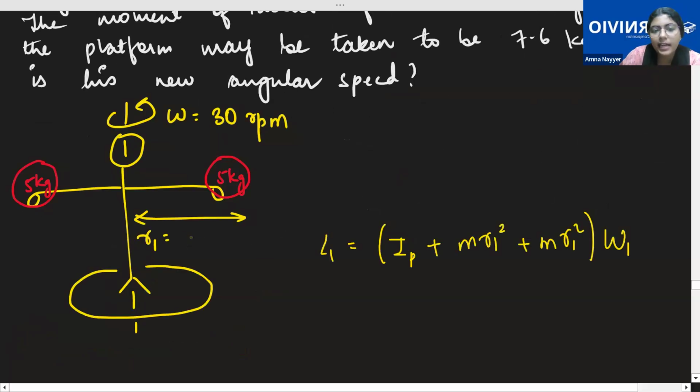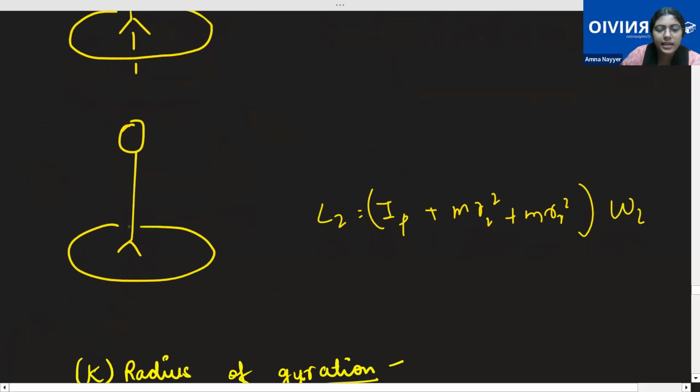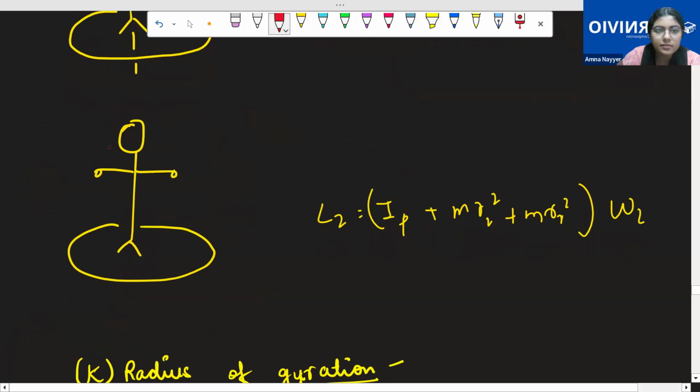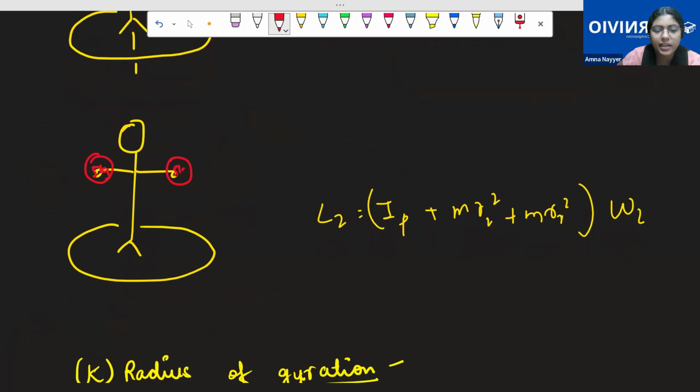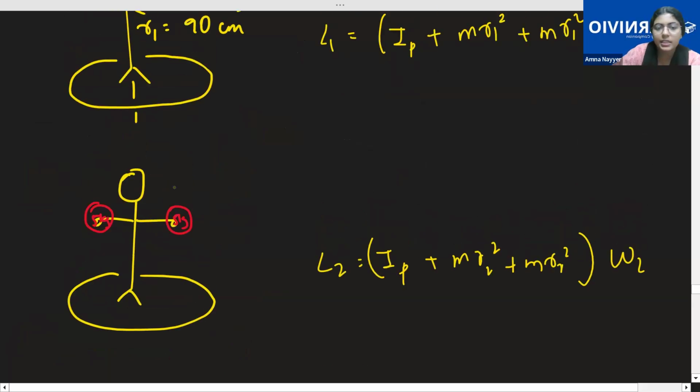This is R1, 90 centimeter. Now he brings his arms closer. Means the person is standing on the rotating platform, and he has brought both his arms closer to his body. The weights will not change. This will still be 5 kg and this will be 5 kg. Now see here the radius that is present. This R2 is 20 centimeter.